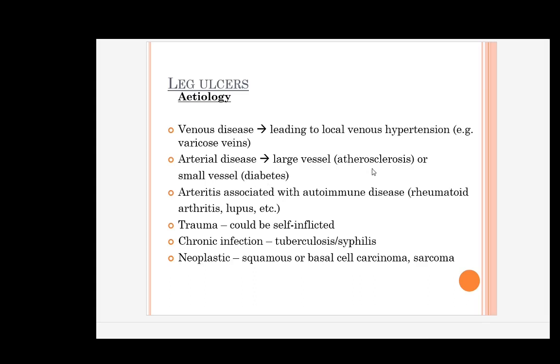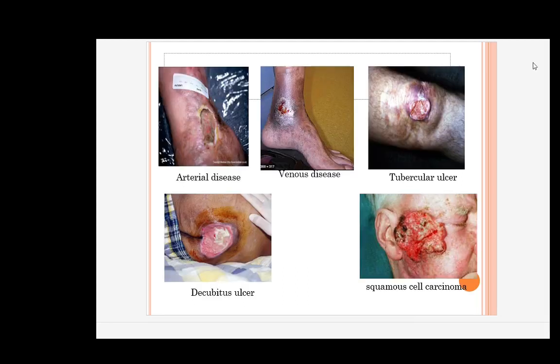Then you also have arterial disease. So we have the venous ulcer, which you see in venous diseases like varicose vein and venous hypertension. You also have arterial diseases where you have arterial ulcers, and the commonest arterial condition is usually atherosclerosis. Then arthritis, trauma, which we have already talked about, chronic infection like tuberculosis and syphilis, and of course, most importantly, the neoplastic.